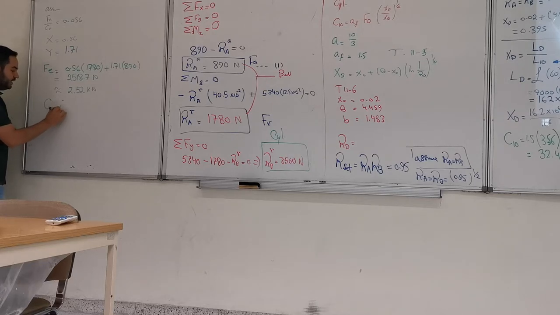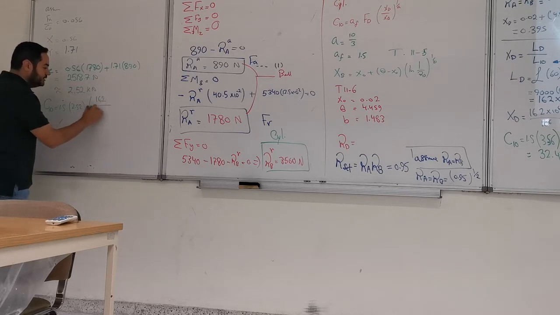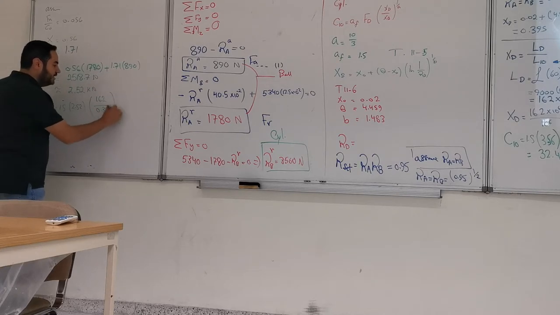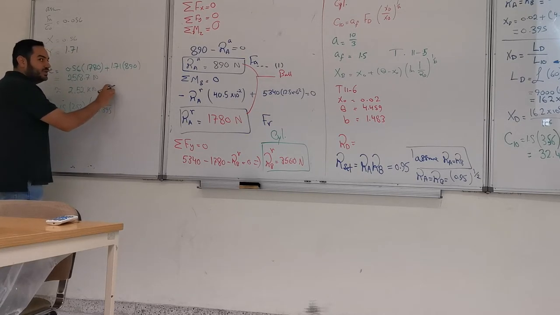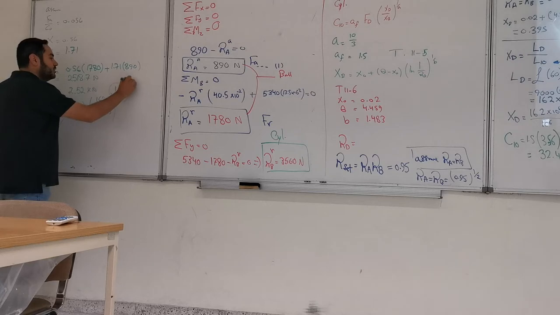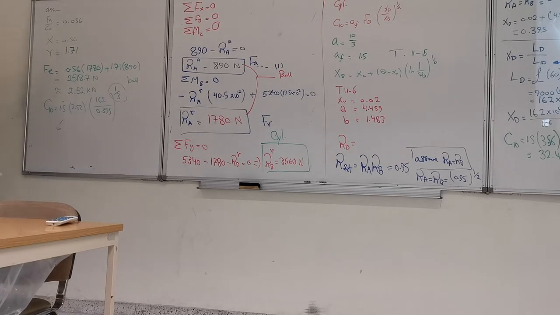C10 is equal to, again, the application factor the same, and now the equivalent load is 2.52. XD the same, 162, divided by XB the same, 0.395. But don't forget the exponent a. Here, what do we have? 1 over 3. Why? Because it's a ball bearing. Find me C10.